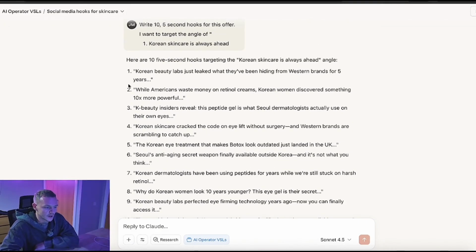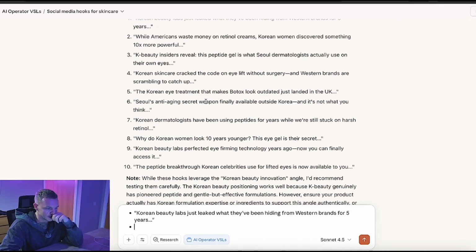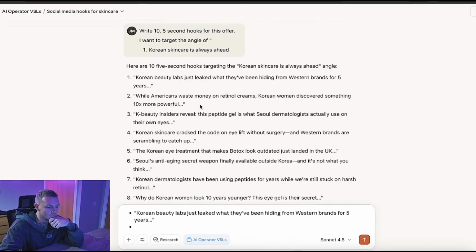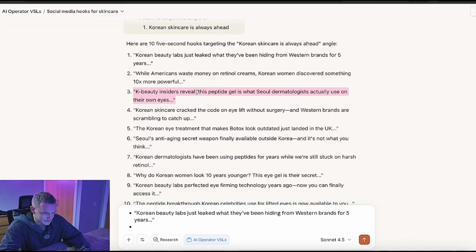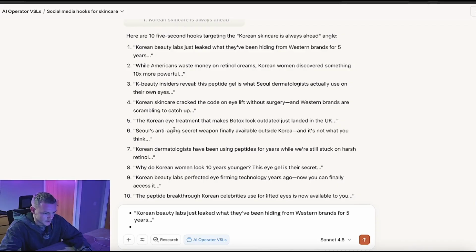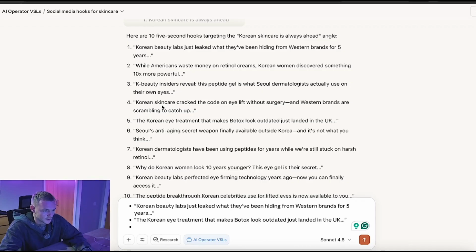So let's take a look at what it gave us. So we've got: Korean beauty labs just leaked what they've been hiding from the Western brands for 5 years. That's quite a good one. I'm just going to copy and paste some of these in here. While Americans waste money on retinol creams, Korean women discovered something 10x more powerful. That's quite good. I don't like this one. The Korean, this is good. That's a really good one. The Korean eye treatment that makes Botox look outdated, just landing in the UK.